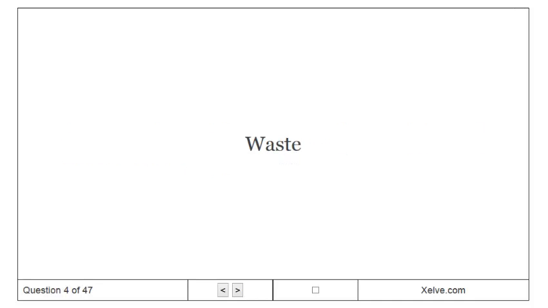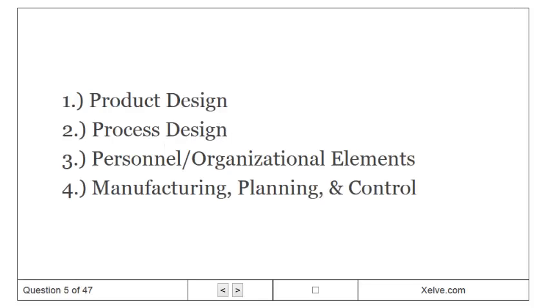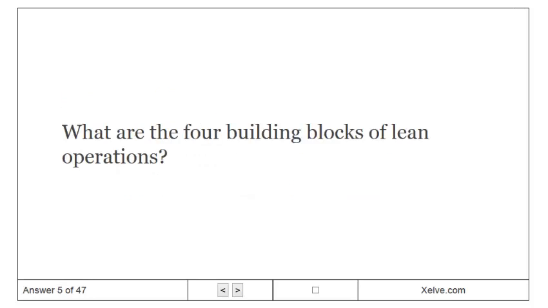Waste. Unproductive resources. 1. Product design. 2. Process design. 3. Personnel, organizational elements. 4. Manufacturing, planning, and control. What are the 4 building blocks of lean operations?